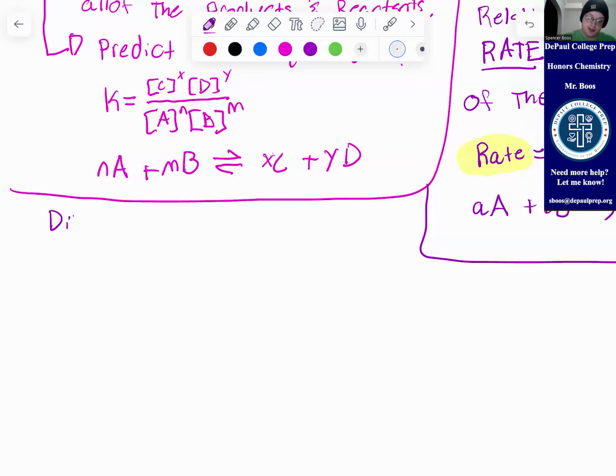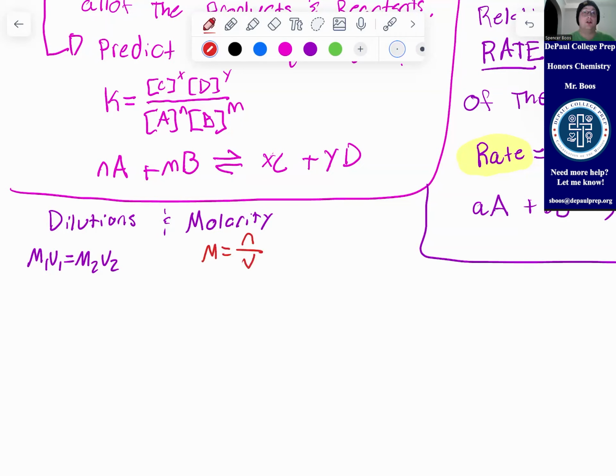So dilutions and molarity. With dilutions, right, this is your M1V1 is equal to M2V2. Whereas with your molarity, that's where your molarity is equal to your moles over volume. Of course, volume being in liters. Here, in dilutions, on the other hand, volume doesn't have to be in liters as long as they are the same variable. So let's do a molarity question first.